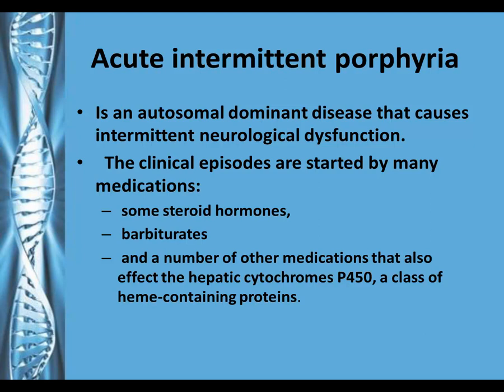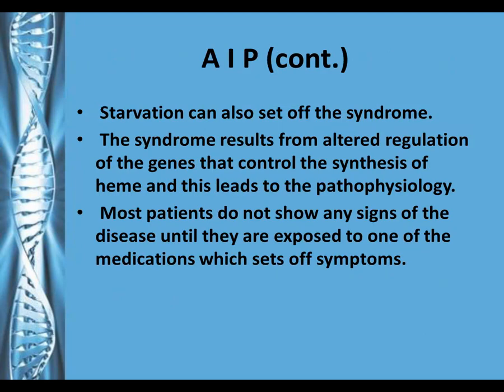So you've all heard about the P450 in terms of drug metabolism, and in your discussion, the person who talks about drug metabolism from our book will go into this a little bit more, but for your information, it's always really good to understand the P450 system. Also, starvation can set off the syndrome. The syndrome results from altered regulation of genes that control the synthesis of heme and leads to this pathophysiology. Often patients don't show any signs of the disease until they're exposed to a medication that sets off the symptoms.